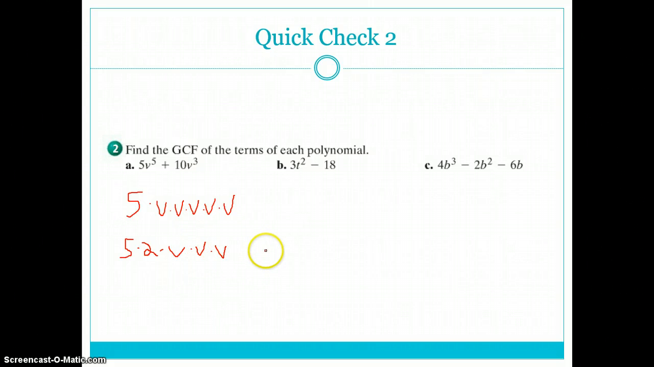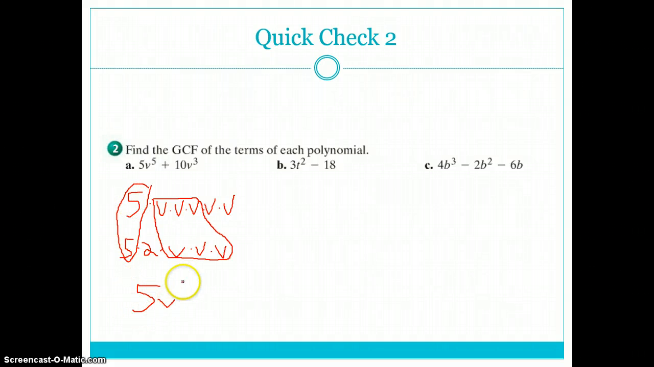Okay? And again, circle the commonalities. So 5 they have in common. All right? And then they have 3 v's in common for each one, right? There we go. So the GCF of this is 5v cubed. If all the terms have a variable, then the lowest exponent will always be what they have in common. This guy has 3. This guy has 5. So they at least each have 3.